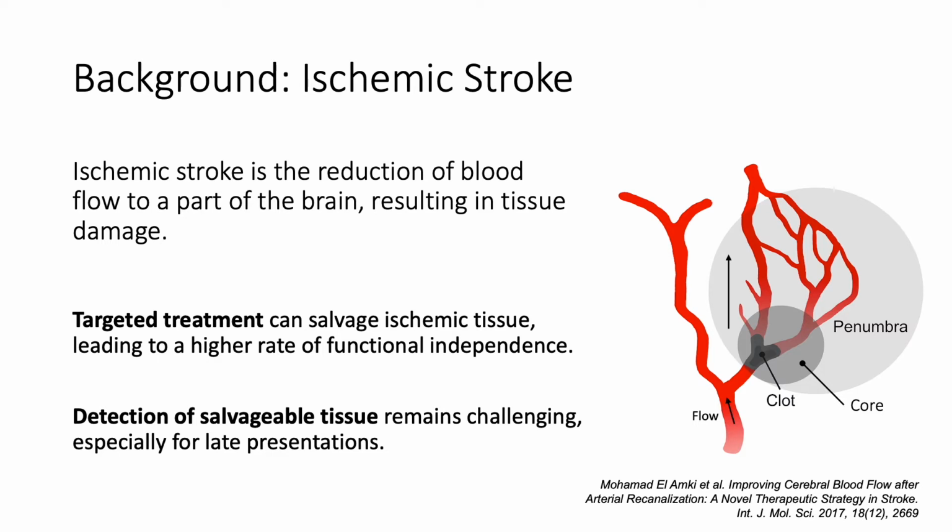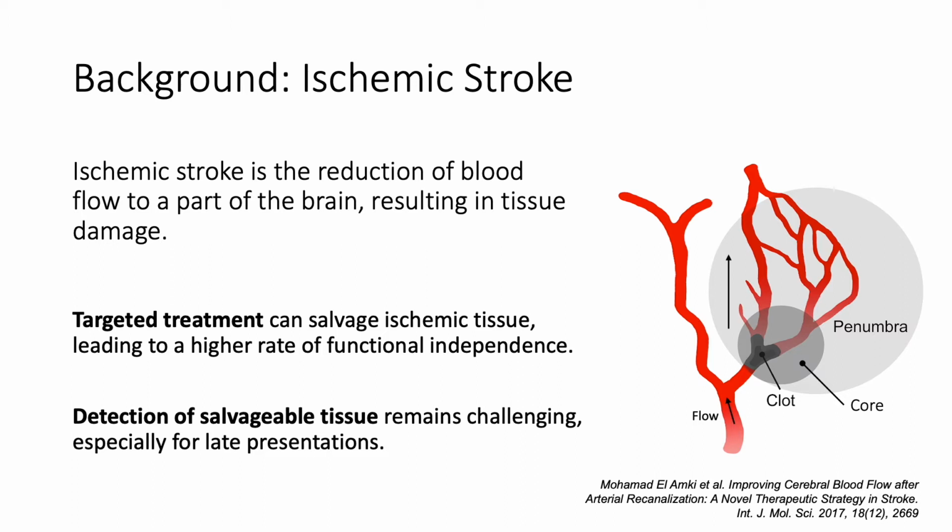So, if we have a blood clot here, preventing the blood from coming to this region, all the downstream region here in light gray is at risk of becoming necrotic. This region at risk is called the ischemic penumbra. The dark gray region here represents the ischemic core, tissue that is already necrotic and cannot be saved anymore.